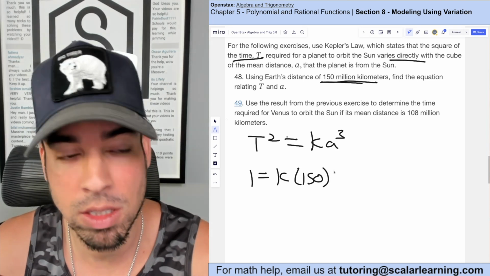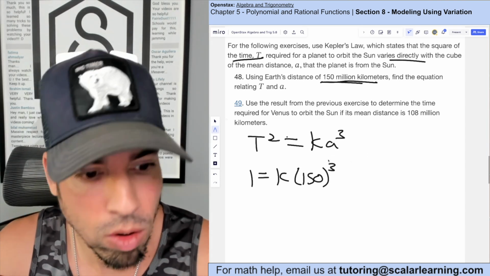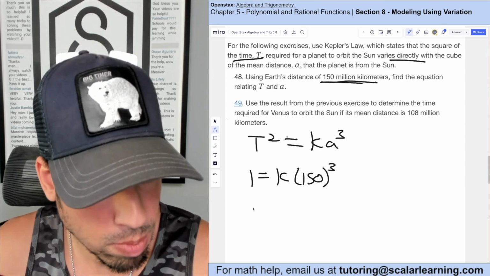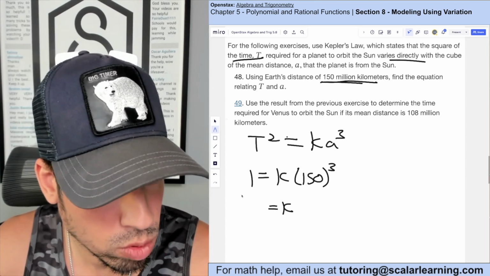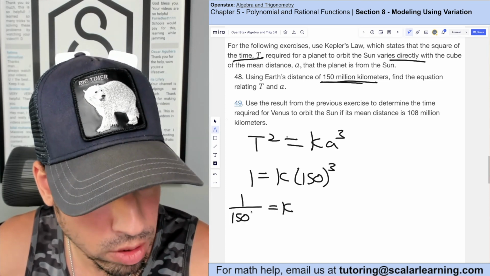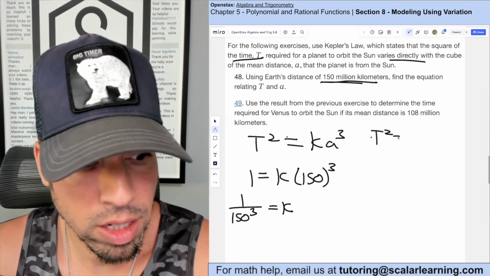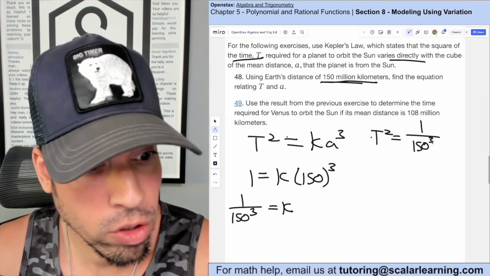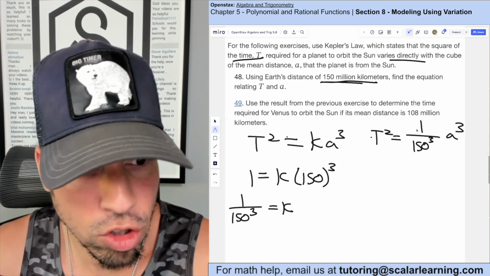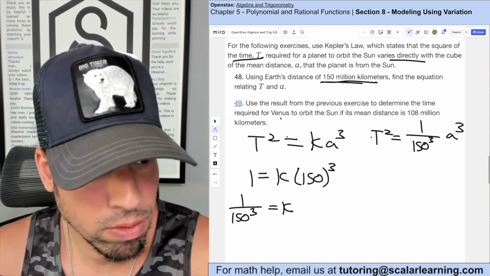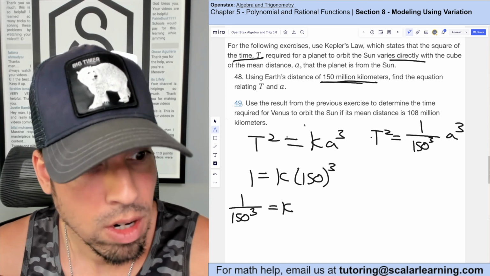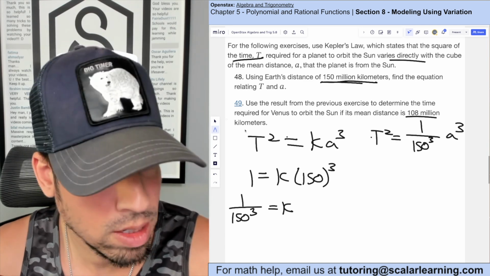We'll keep it in millions of miles. That way we don't have to write out all the zeros. And then we divide both sides by this, and we see that k equals 1 over 150 cubed. So now if I want to rewrite this equation, I've got t squared equals 1 over 150 cubed times a cubed. And then we want to figure this out for Venus, the time it takes for Venus to orbit for this mean distance from the sun.